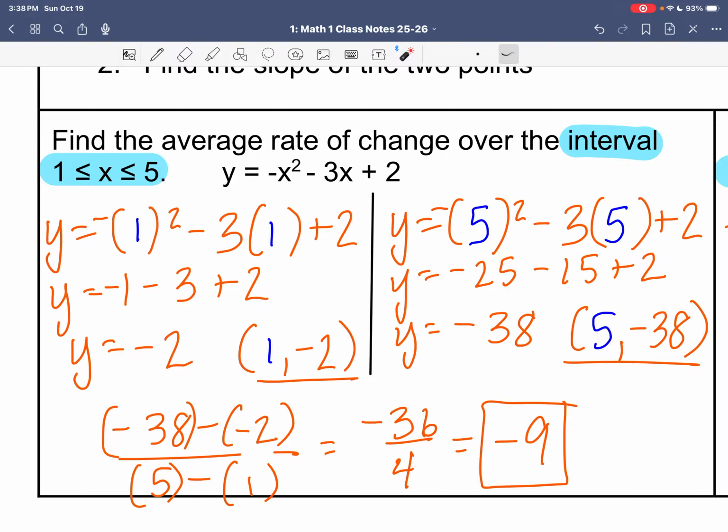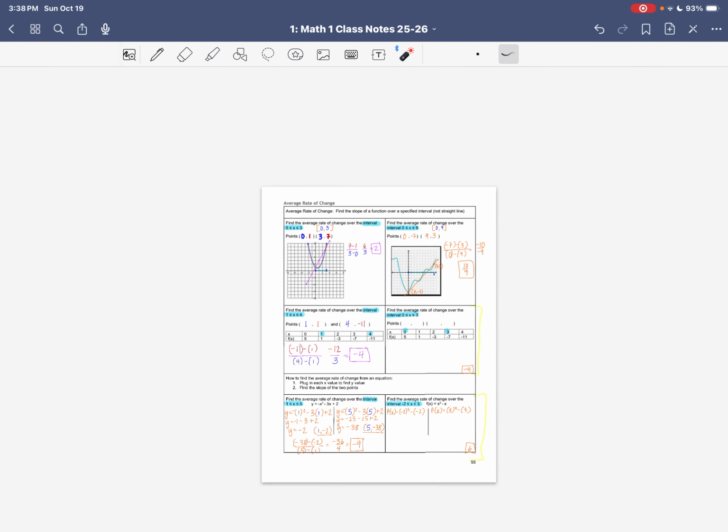All right, so now I have 2 ordered pairs. Now I'm going to find slope. So subtract your y's, and that gives you negative 36. And then subtract your x's, and that's going to give you 4. And the average rate of change is going to be negative 9.